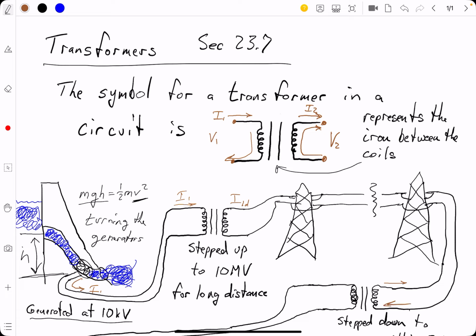All right. High voltage means not a lot of current. Okay, so the current kind of goes down, but the voltage is really high, and that's all that matters. Then we get to this point here.